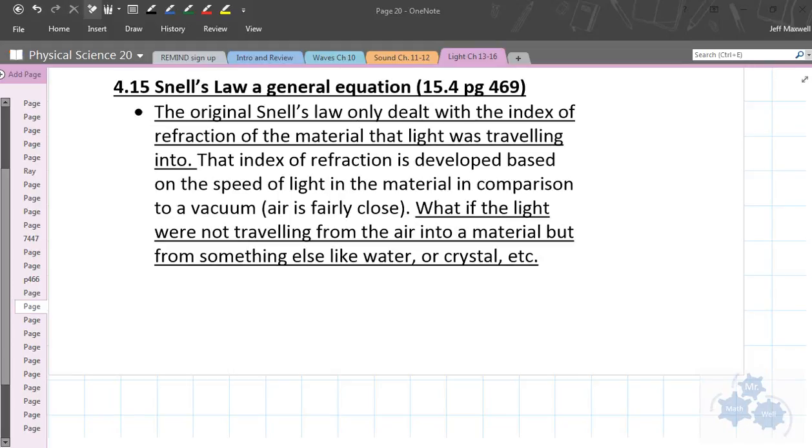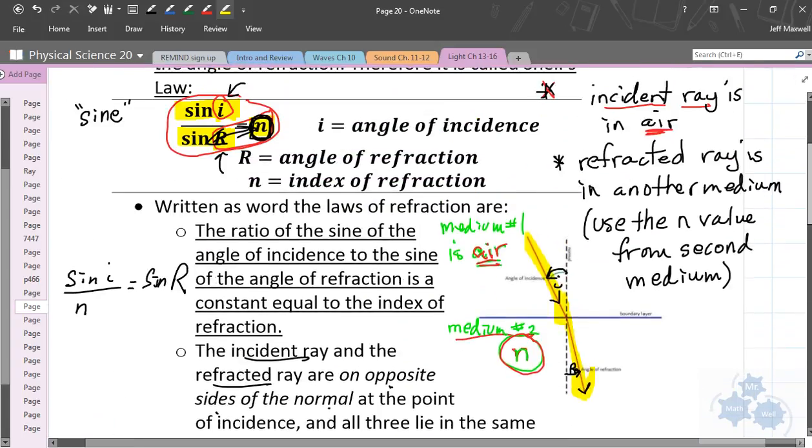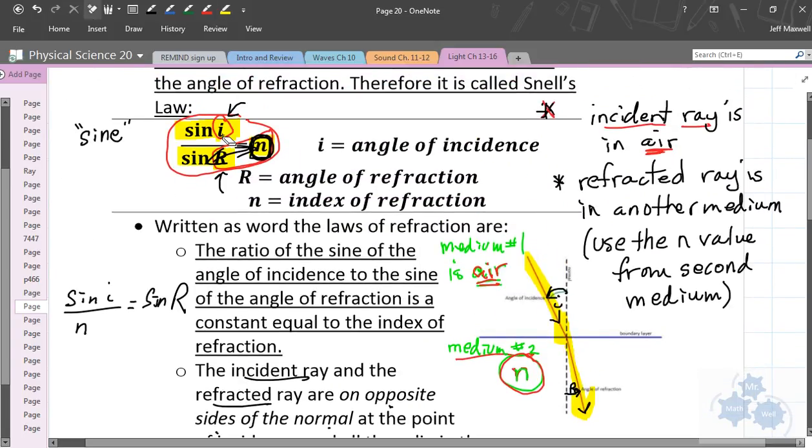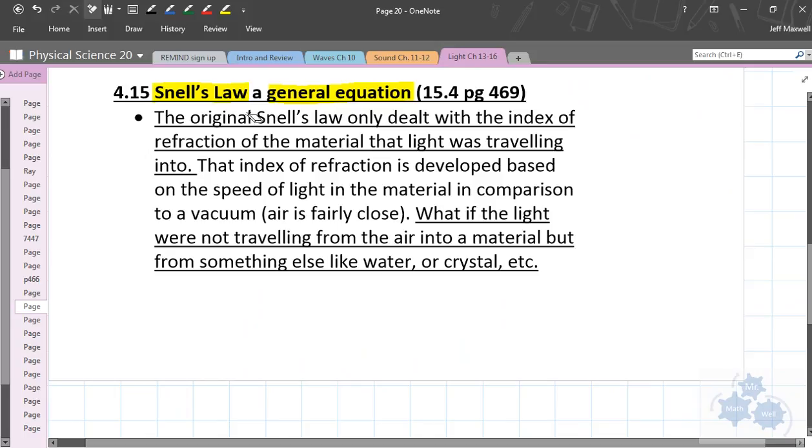All right, so 15.4 in your textbook, Snell's law, a general equation. We're still talking about Snell's law, but it's adjusted a little bit, and I'll tell you why we have a general equation and why it's different from the one we just talked about. If you recall, we just talked about this one right here, and this is called Snell's law, but you have to remember that this only happens when the incident ray is in air and the refracted ray is in another medium. And so if the incident ray is not in air, then we have to adjust that equation a bit.